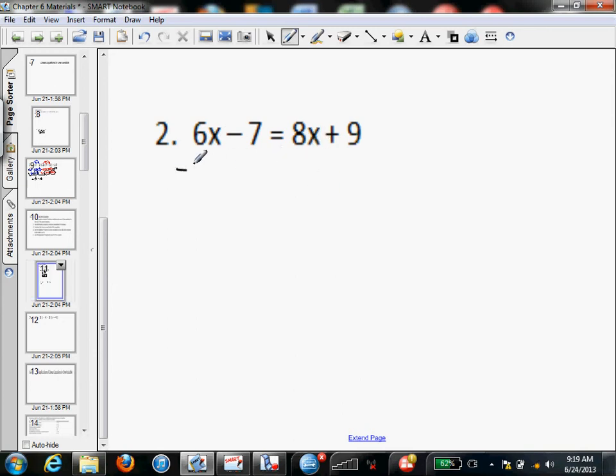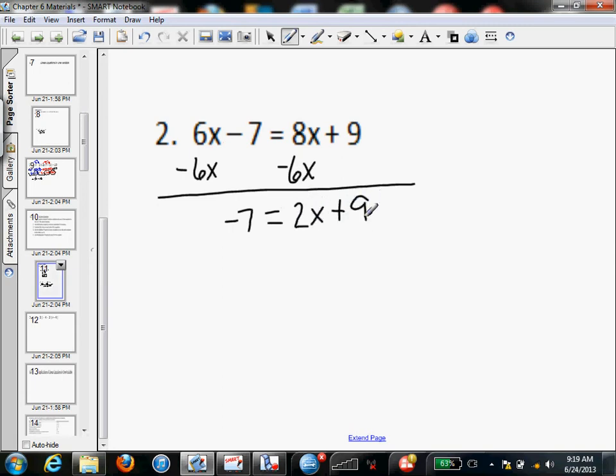So let's do that. So we're subtracting 6 on both sides. This is going to leave us with 0. I'm going to bring down our negative 7 that we did nothing to. 8x minus 6x is 2x. Then bring down that 9, because we didn't do anything with it.